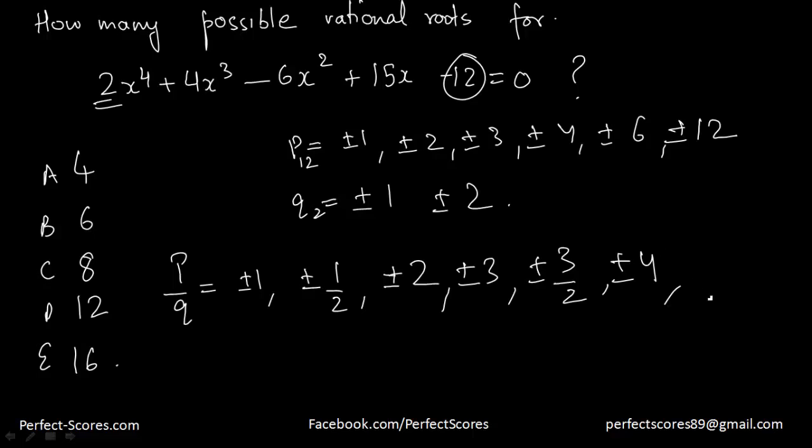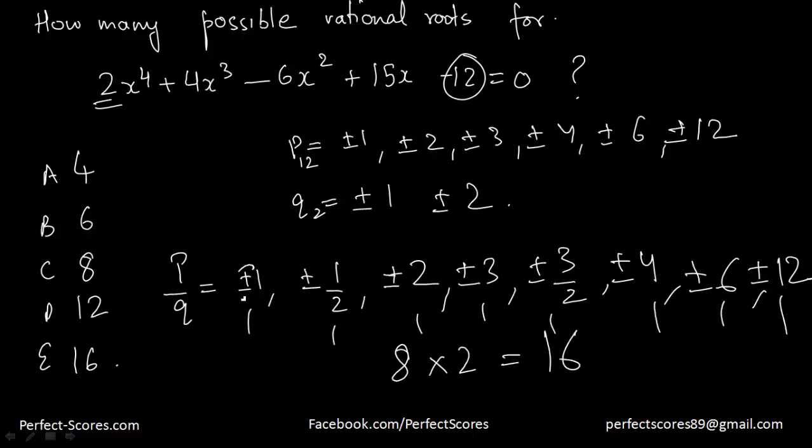6 over 1 is plus or minus 6. And 6 over 2 is 3. That means there's already a 3. I'm not going to consider that. And 12 over 1 is plus or minus 12. Not going to consider 12 over 2. Fine. So now what we do is we go ahead and find out the number of possible roots. That's 1, 2, 3, 4, 5, 6, 7, 8. 8 times 2, that is 16, because there is a positive and negative variation as well. That means my answer is going to be option E.